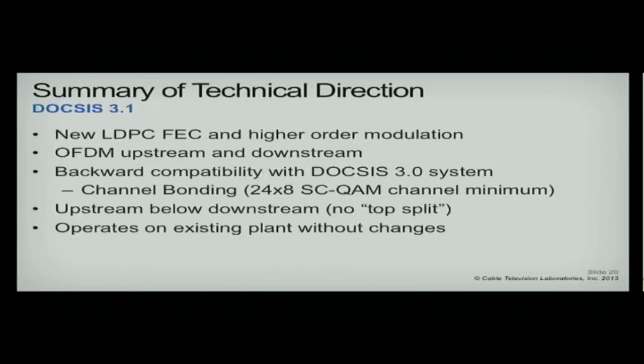So to summarize, my main takeaways for 3.1 are: we have a new LDPC FEC, we have the new OFDM upstream and downstream PHY layer, and the MAC layer changes to support everything in this new PHY. Then you have backwards compatibility in terms of features and config files, and also things like channel bonding, where you can bond across QAM channels and OFDM channels. The upstream stays below the downstream. There's no top split. There's no upstream on the other side of the downstream. And then you're starting to work on the existing plant without too many changes.